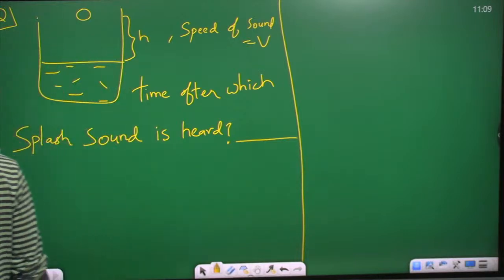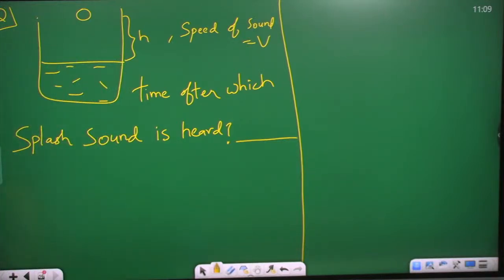Come on. See, a ball is dropped into a well. The water level in the well is at a depth of h below the top. The speed of sound is v. Then after what time is the splash of sound heard?